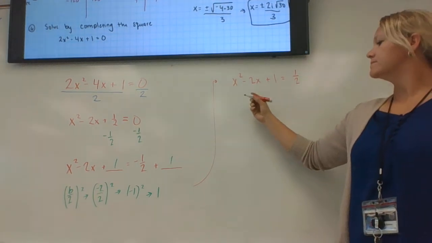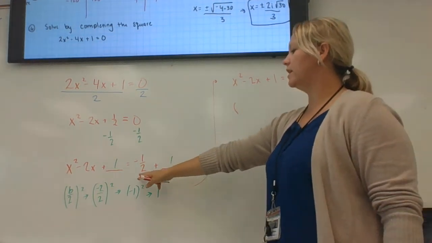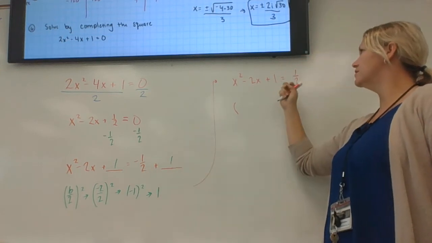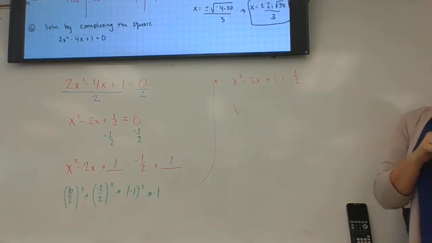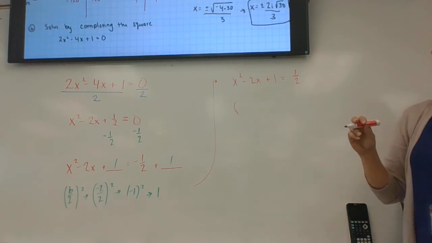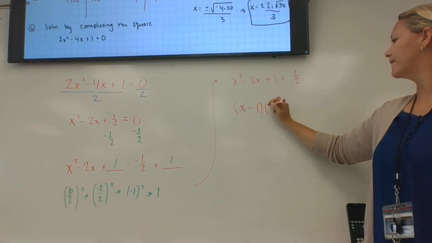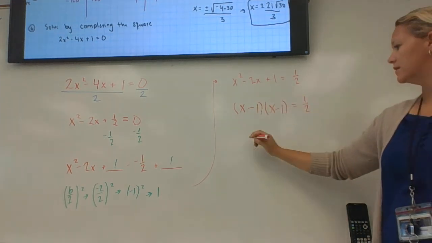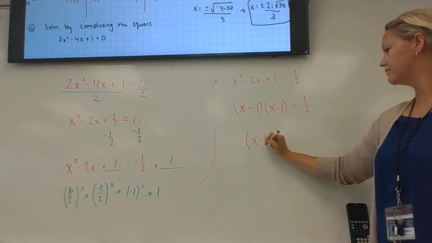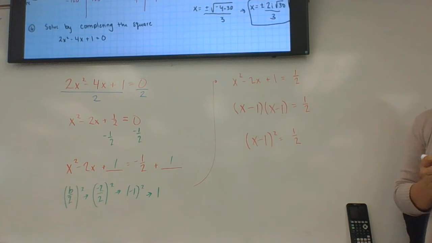Why did you add the 1? So it's negative 1/2 plus 1, which is a positive 1/2. Is that your question? Okay. Then you factor it, write it as a binomial squared. A lot of steps.